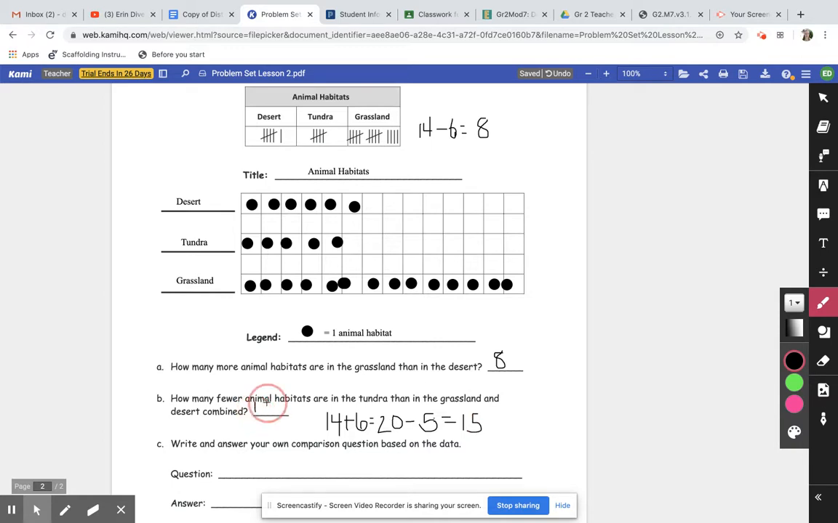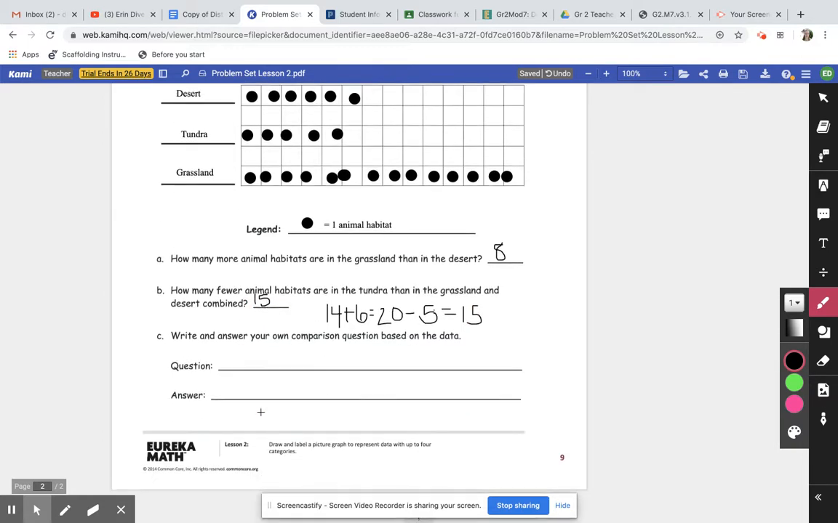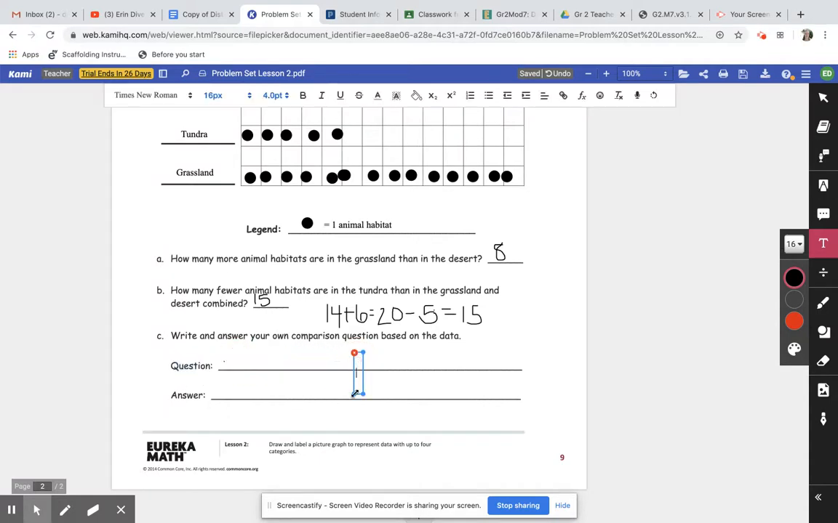Okay, last it's going to say write and answer your own comparison question based on the data. So our questions might vary. So let's just come up with one together. In this case, I might ask how many more animal habitats are in the grasslands than in the tundra?